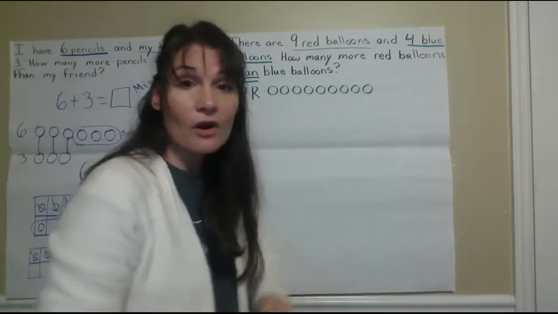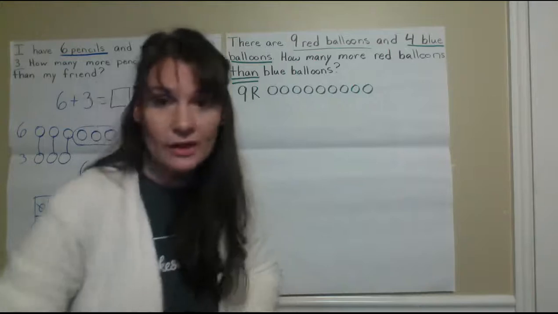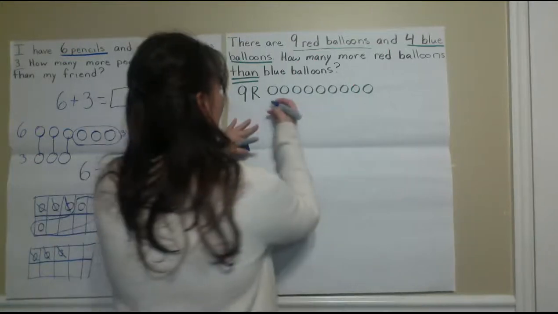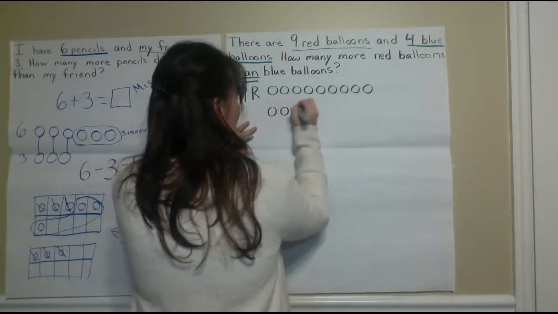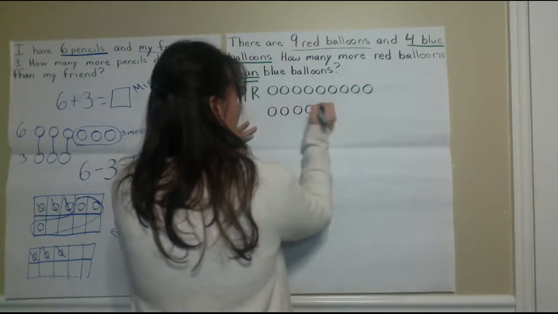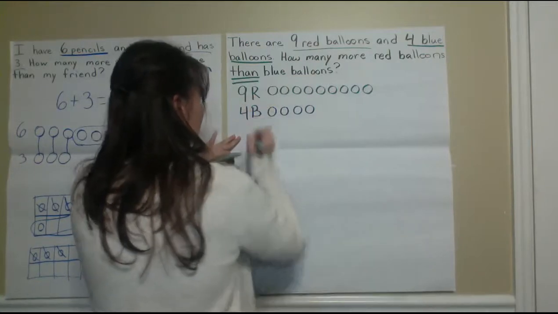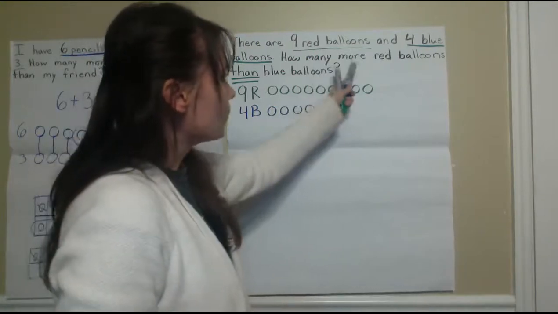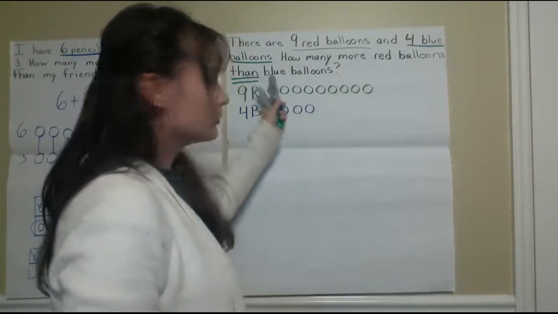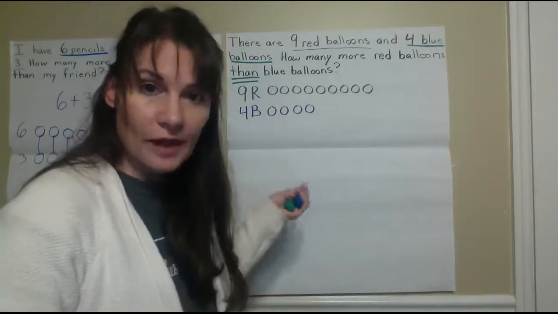And I know that there are 4 blue. So I'm going to go ahead and use my blue marker and draw my 4 blue. 1, 2, 3, 4. And there are 4 blue. I want to know how many more red than blue. What can I do next to help me solve that problem?